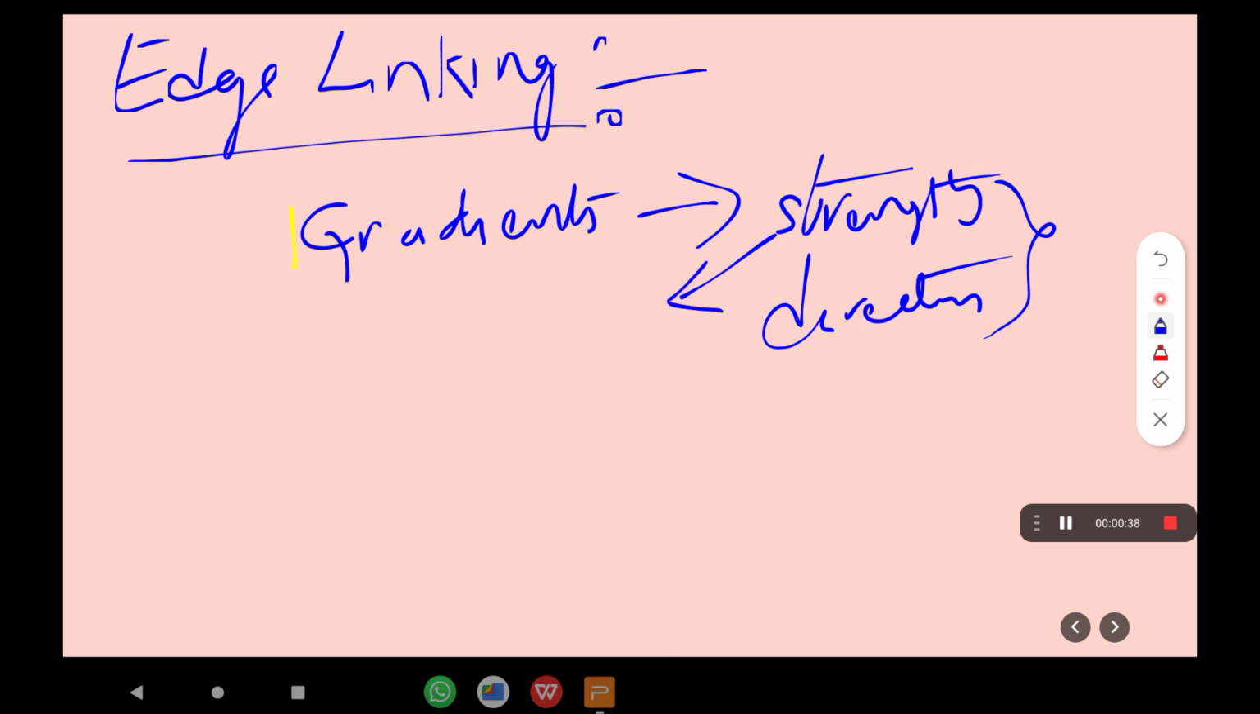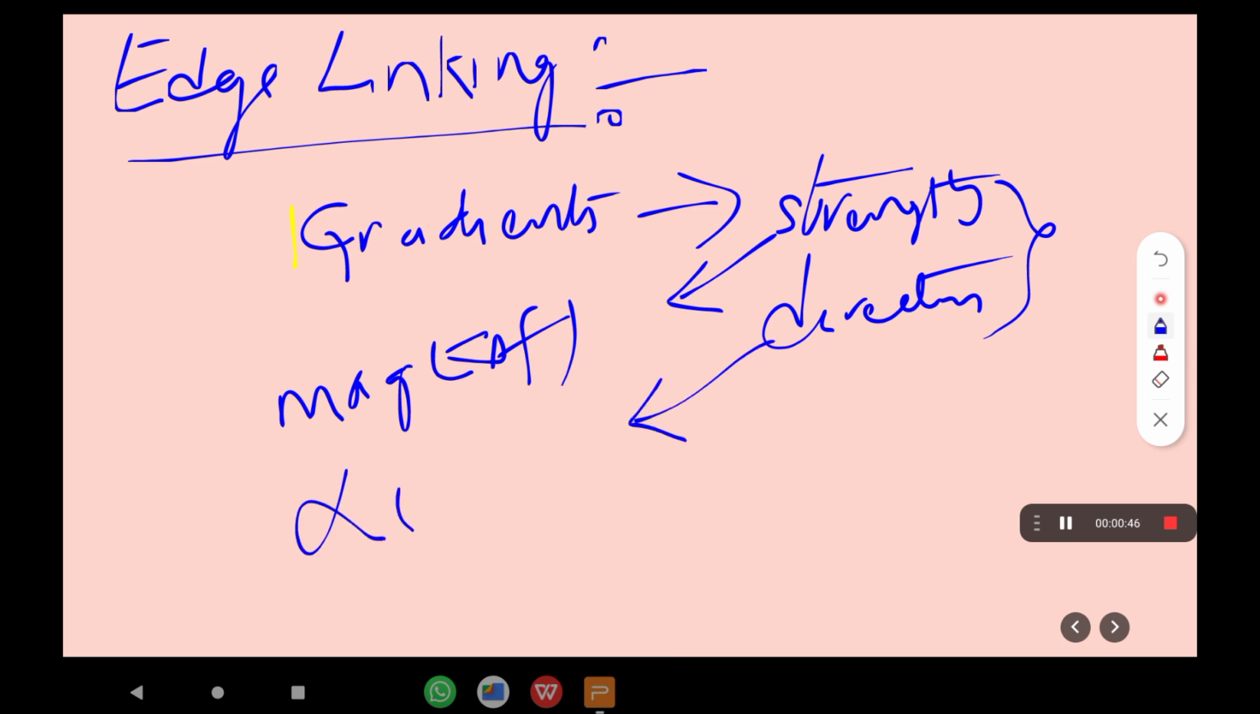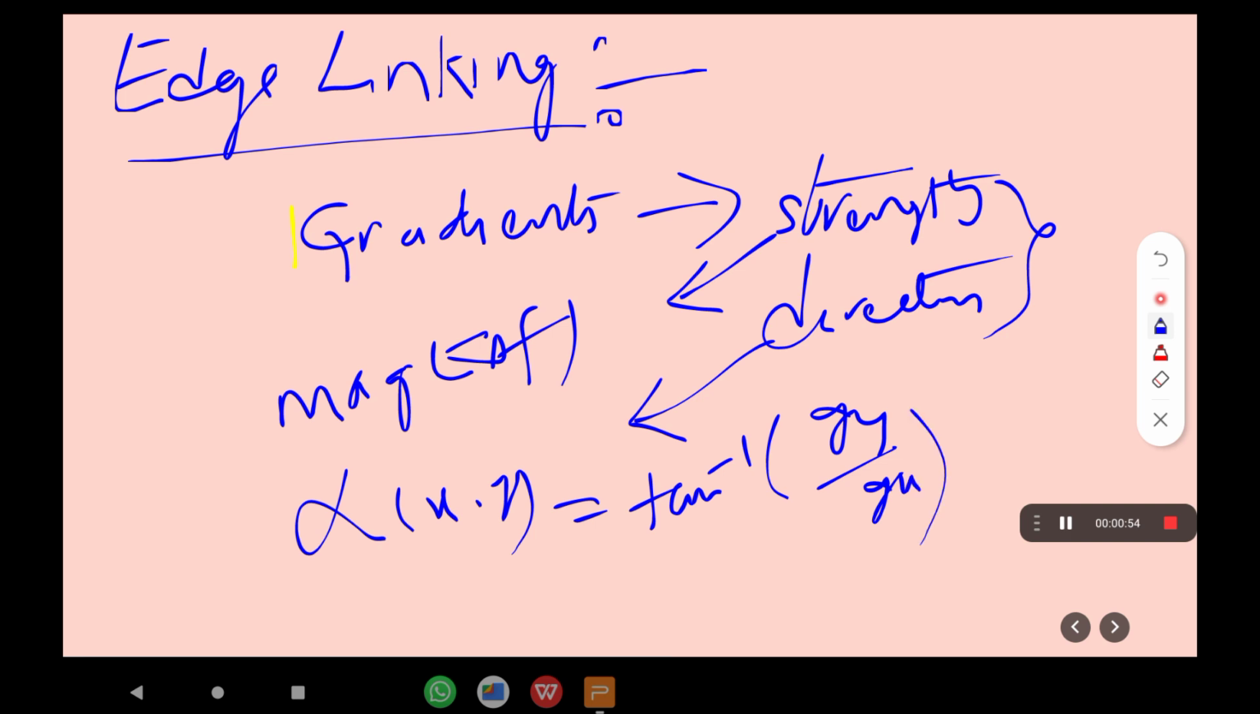The strength of the edge can be represented by using the magnitude of the gradient, and the direction can be represented by the angle alpha of x comma y. So we know the formulas: tan inverse of gy by gx for the angle direction, and for magnitude, gx square plus gy square. These are the formulas for identifying the strength as well as the direction of the edge. So that means any background pixel can be different from an object pixel.